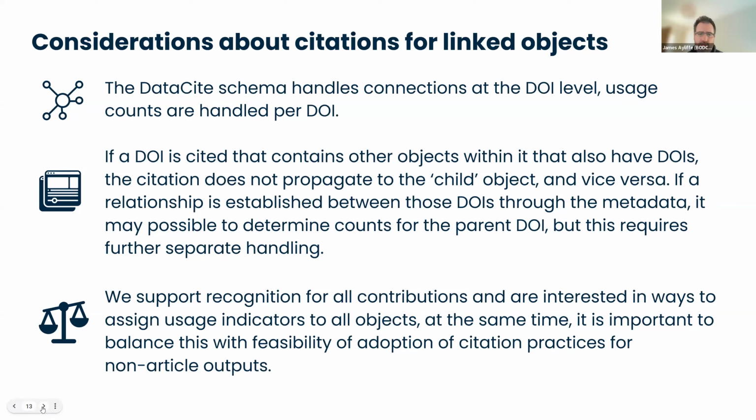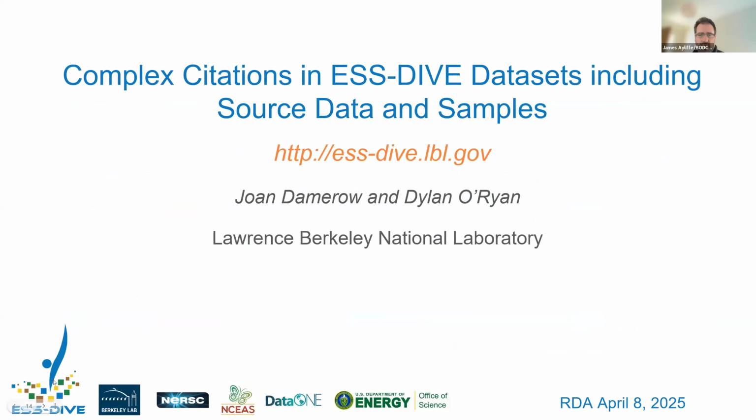If a relationship is established between those DOIs through the metadata, it may be possible to determine counts for the parent DOI, but this requires further separate handling. And this is where we want buy-in from the indexes and people like DataCite to help drive and implement the complex citation object. DataCite supports recognition for all contributions and is interested in ways to assign usage indicators to all objects at the same time. It is important to balance this with the feasibility of adoption of citation practices for non-article outputs. So we believe DataCite are on board and very much interested, and we're looking forward to getting the implementation with them. And once again, thanks to DataCite.